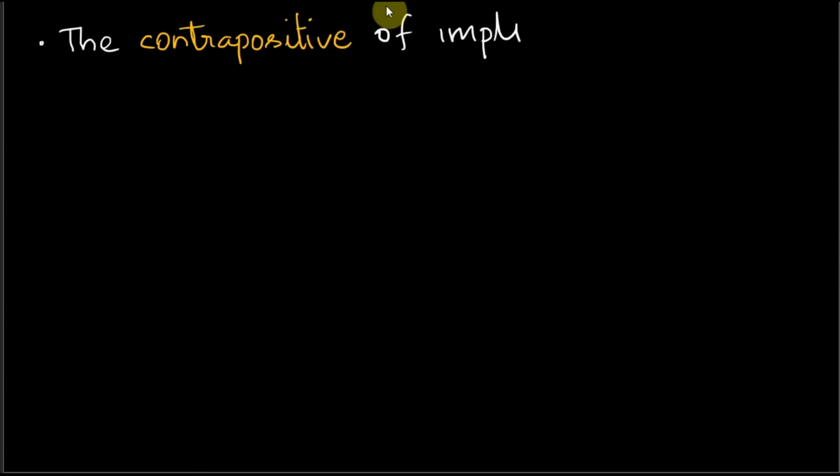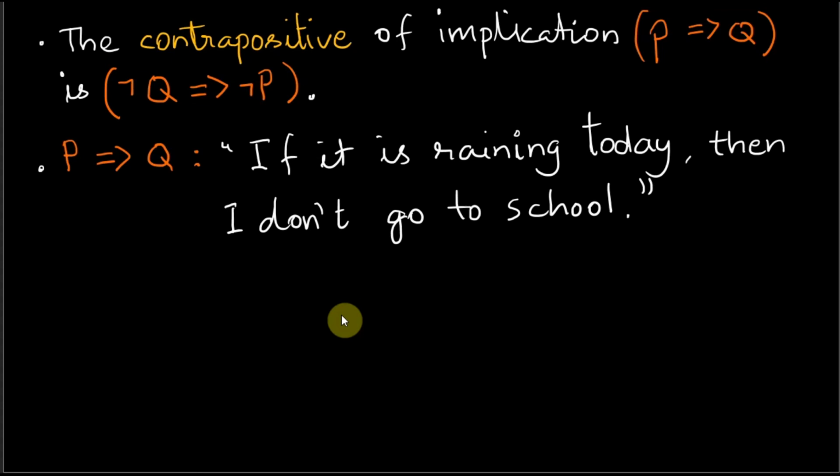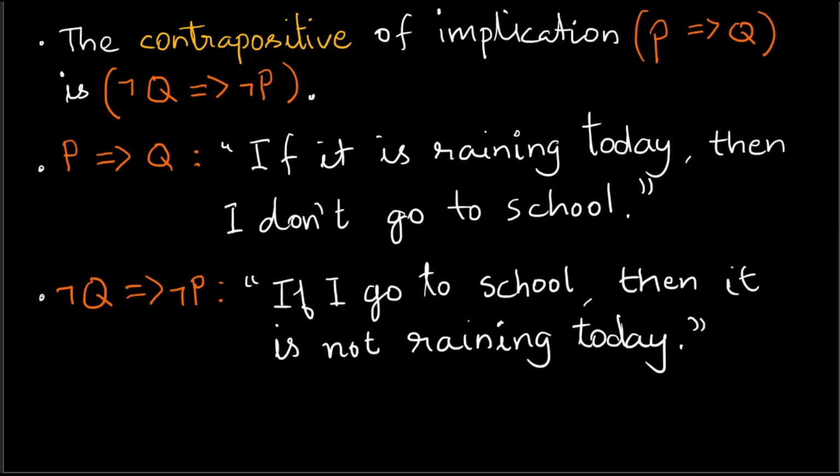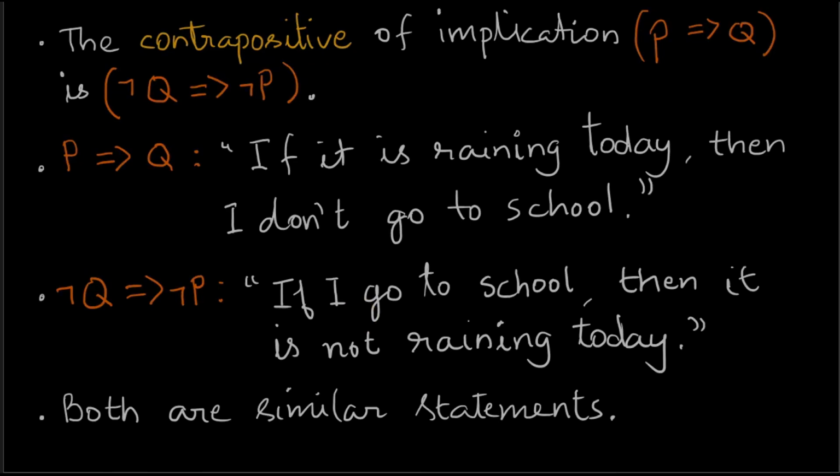The contrapositive of the implication P implies Q is not Q implies not P, which is like taking the inverse of the converse statement Q implies P. If P implies Q is, if it is raining today, then I don't go to school, then the contrapositive statement, not Q implies not P, is, if I go to school, then it is not raining today, which is a similar statement. But does the truth table validate this as an equivalence?